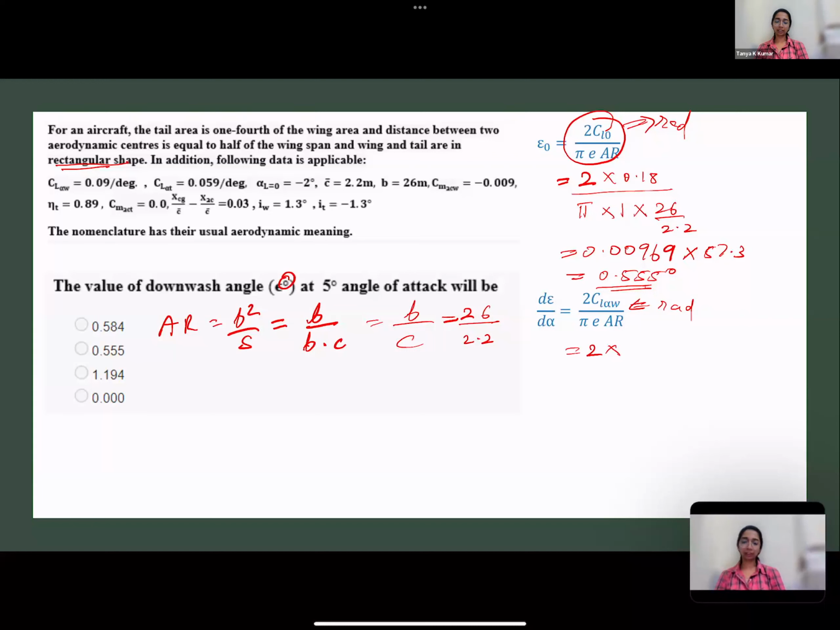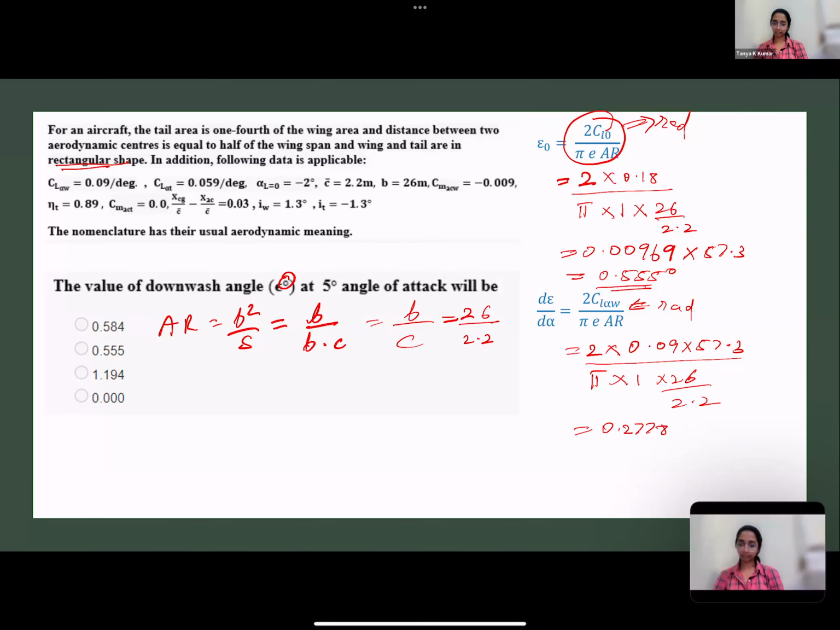Should we use 0.09 directly? No, correct. Absolutely right. 0.09 into 57.3 divided by pi. The aspect ratio was given as 26 by 2.2. What is this value? This has no unit, it's a ratio of two angles. Slope is something around 0.2778. Correct? Let me know if I'm going wrong somewhere.